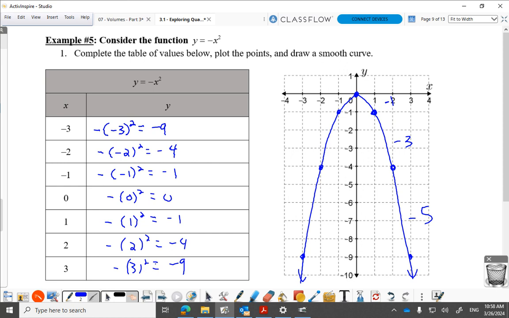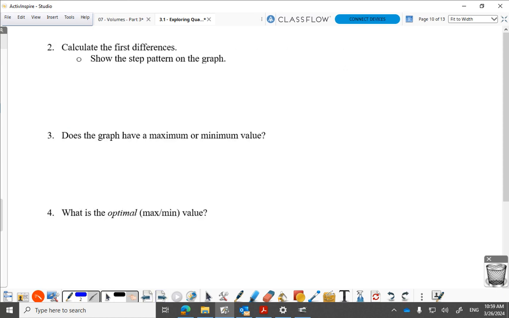Yeah? I showed that on my graph. I did what it said. What did it say? Show the step pattern. Did it. Negative 1, negative 3, negative 5. So I just need to change my sentence. All parabolas follow a 1, 3, 5 pattern. Still more to the story coming. This is just lesson 1.